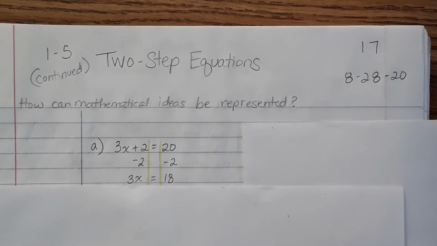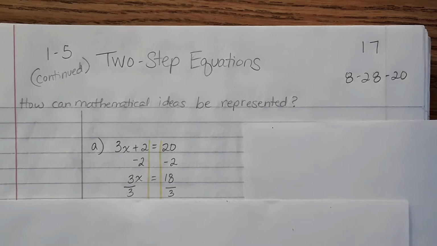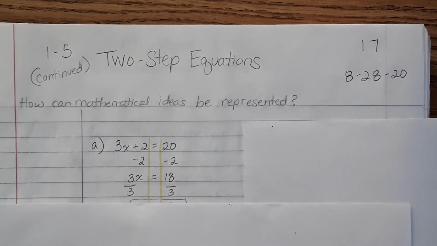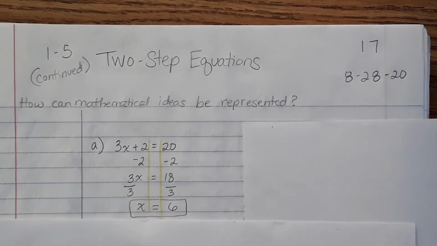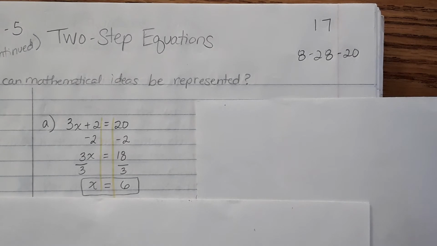We have 3x remaining on the left and 18 on the right. Then what's still done to x? Still multiply by 3. So we would divide by 3 on both sides. Don't forget to use the fraction bar for division. And then continuing to work down, x equals 6 is our final solution. Let's look at another example. Example B.